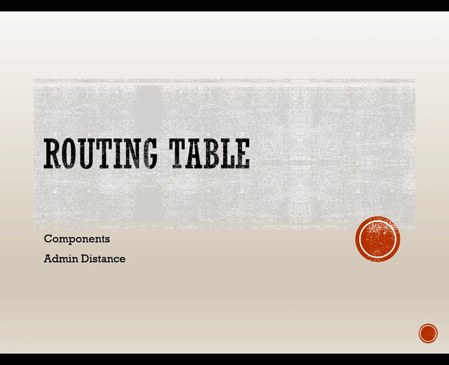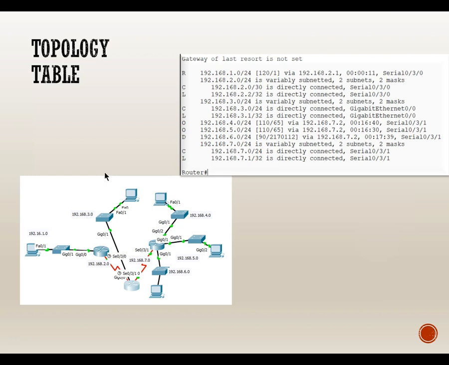Take a few minutes here to look at the routing table. The routing table components. The objective for this module is 3.2: Interpret the components of the routing table: prefix, network mask, next hop, routing protocol code, administrative distance, metric, and then gateway of last resort. So a topology table, a routing table, we've looked at a little earlier.